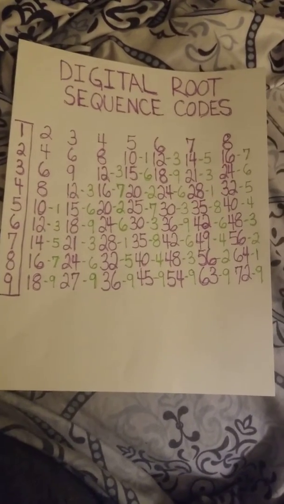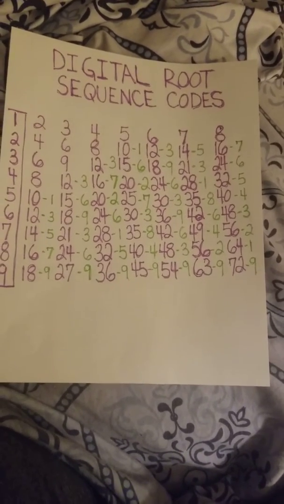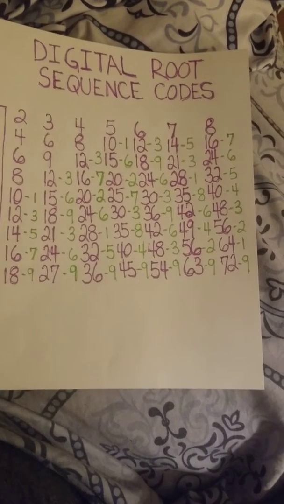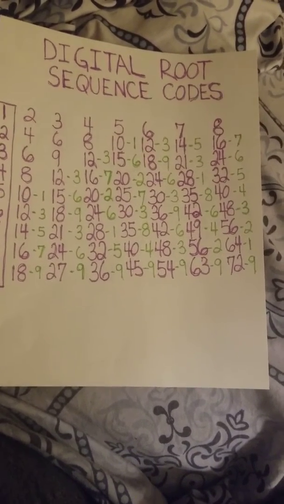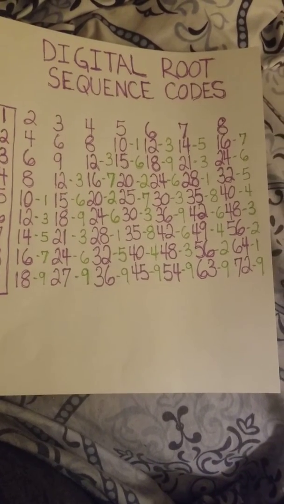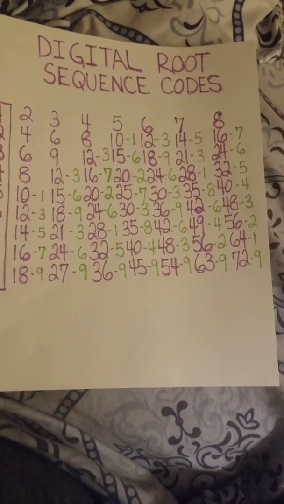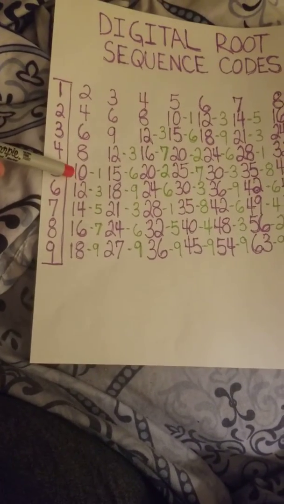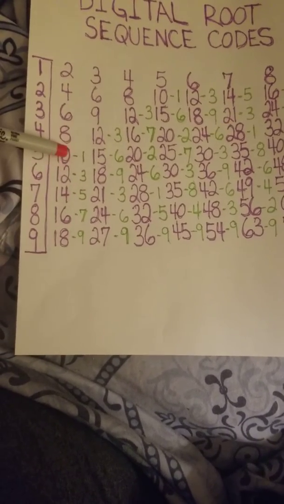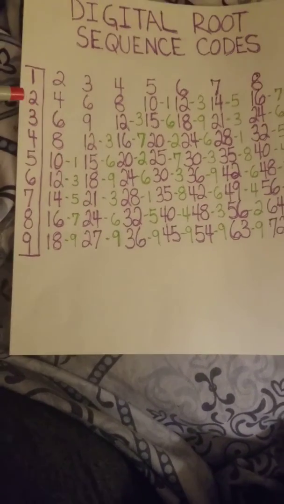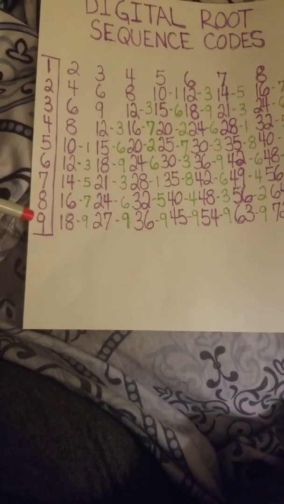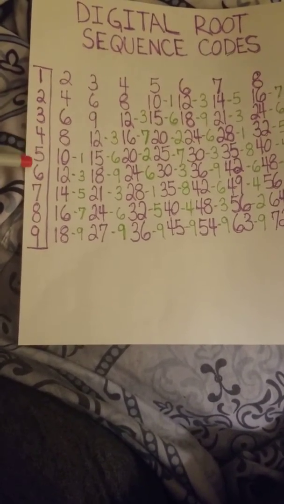So basically, I'm going to start off with telling you guys what digital root sequence codes are. I'm not sure if any of you guys are familiar or not, but I'm going to teach you how it basically goes. Anytime you have double digits, triple digits, quadruple digits, you add them together to break it down to its digital root. Now, the first 9 numbers are your digital roots. 1, 2, 3, 4, 5, 6, 7, 8, 9.